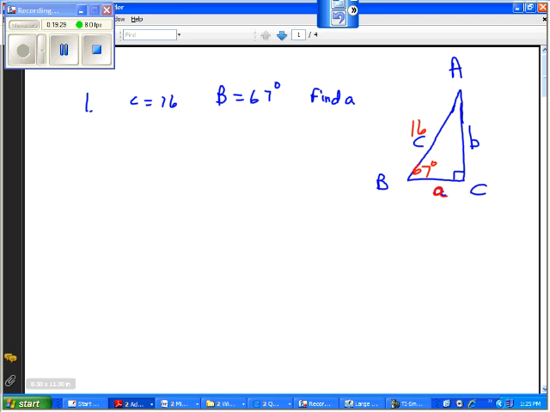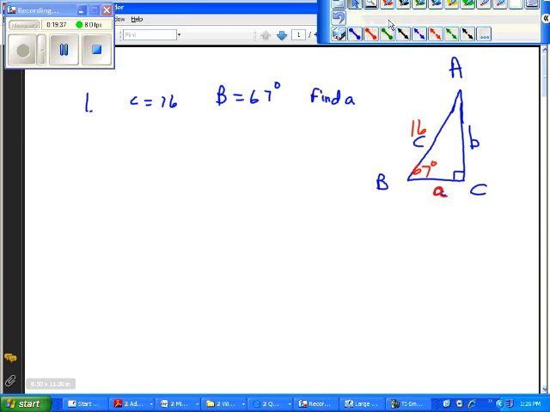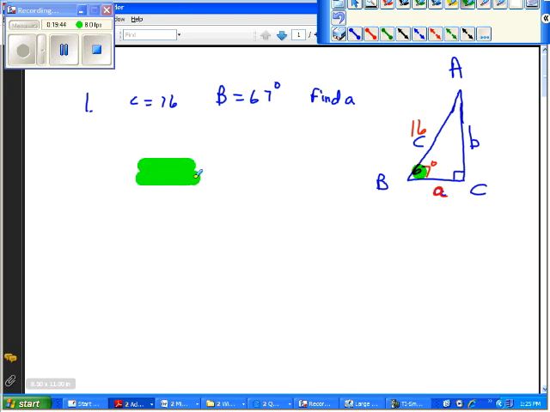Now, it's not 30, 60, 90, or 45, so we're going to have to use a trigonometric function. So what's the first thing we're going to write down? The angle measure. So we would identify the angle first. And that angle was 67 degrees. And then what would you do next?